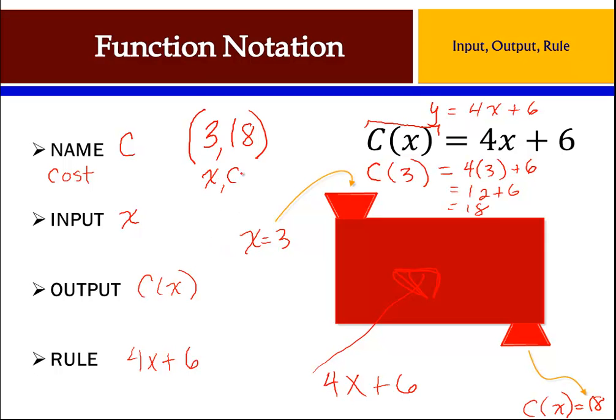x, c of x, or x, y. Remember that the function name here is just c, depends on a value x, and it would be the same as the y coordinate when we graph. So our c of x would be the value of y, or the y coordinate when we graph. So we would plot a 3 for x and an 18 for y if we were going to graph this.